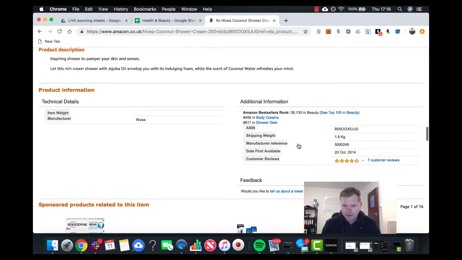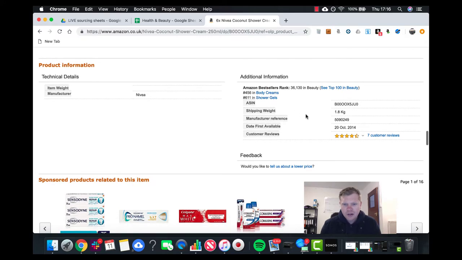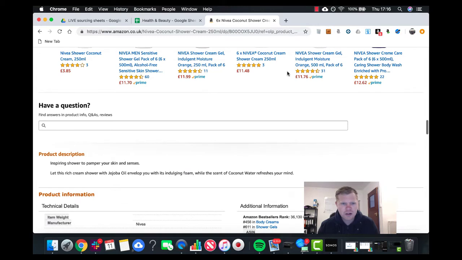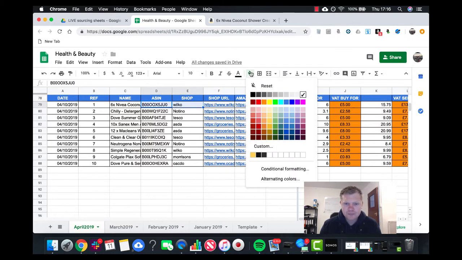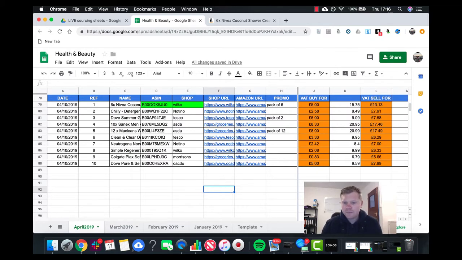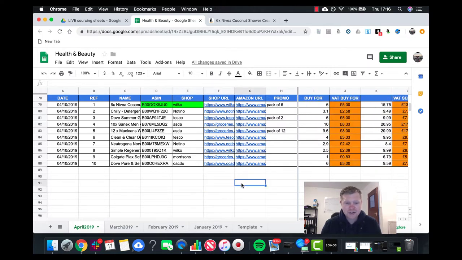Let's just see which department this one's in. So this is actually in the beauty category, as you can see there. On this particular one, we're at 36,000, so it's rose a little bit on there. But still within, we're happy with that. So that one would be a green. I'd probably take a punt on that one and would get a couple in. It's making good profit as it stands. So, that's one we would go with.